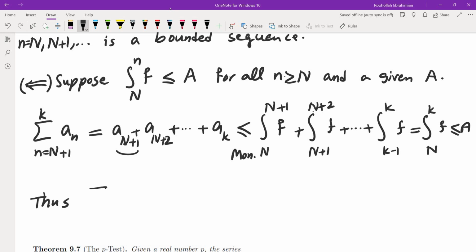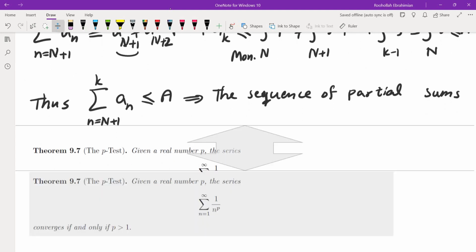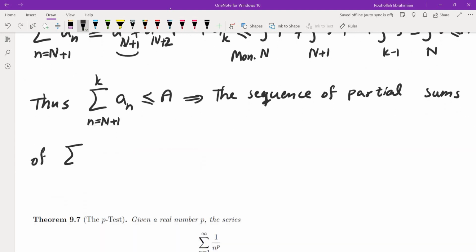Thus, the sum of n equals n plus 1 to k, which means the sequence of partial sums of the series n equals n plus 1 to infinity is bounded.